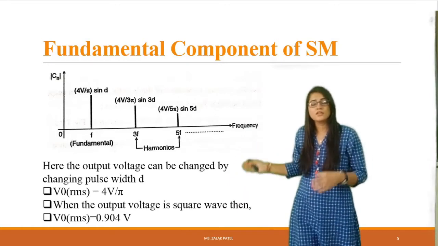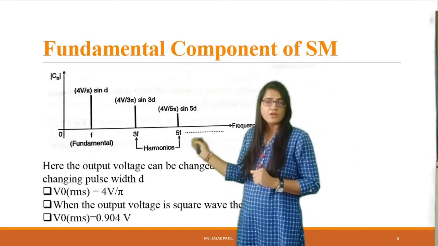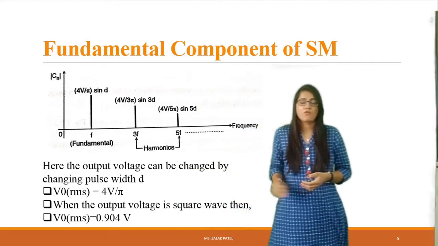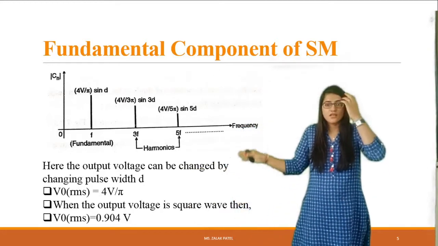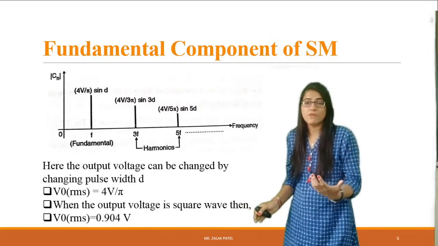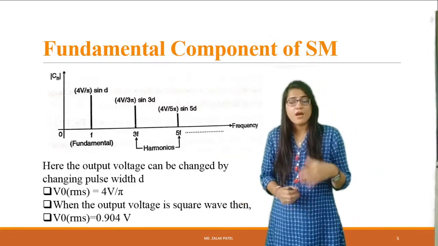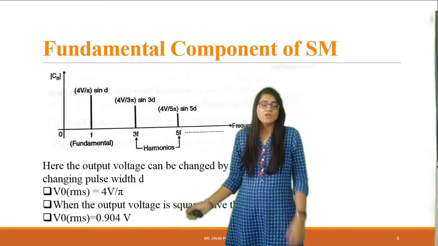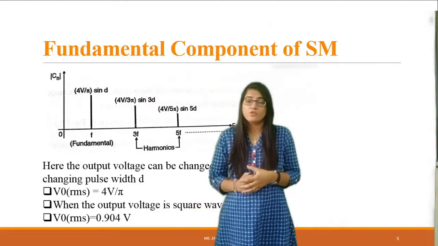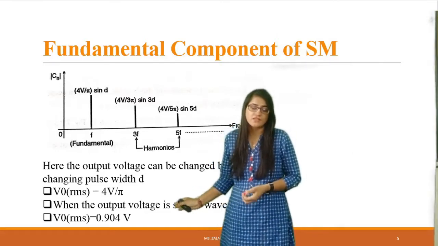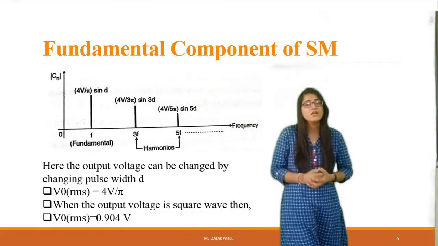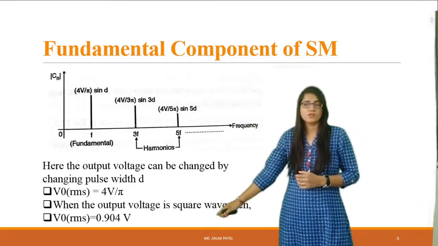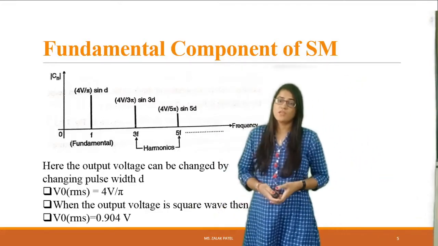Here again, if we want the fundamental value, it is 4V upon pi, and when the output voltage is a square wave, in this case the distance d will be taken as pi by 2. So if d equals pi by 2, it is a square waveform. In that case, if we put the value, it gives us the fundamental RMS voltage as 0.904, meaning 90% will be converted to the modulated signal. By this value, we can conclude that 90% of the signal will be converted.